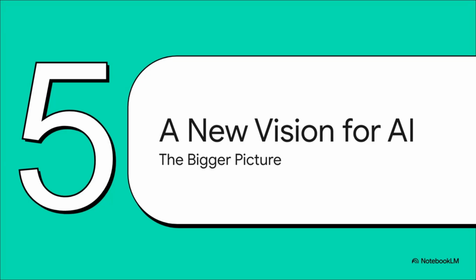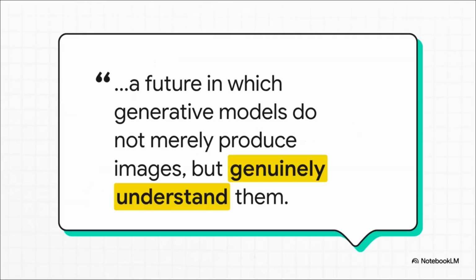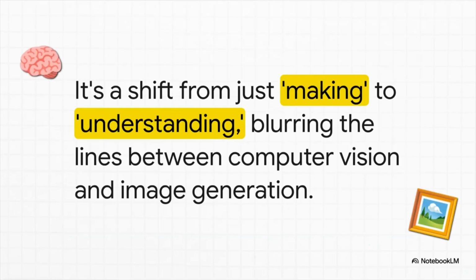Okay, let's zoom out for a minute and talk about the bigger picture. Because the team behind this model, they don't just see this as a better image generator. For them, it points to a whole new direction for AI itself. This quote, right from the conclusion of their paper, just nails their whole philosophy. They're talking about a future where these models don't just produce images, they genuinely understand them. So what does that actually mean?